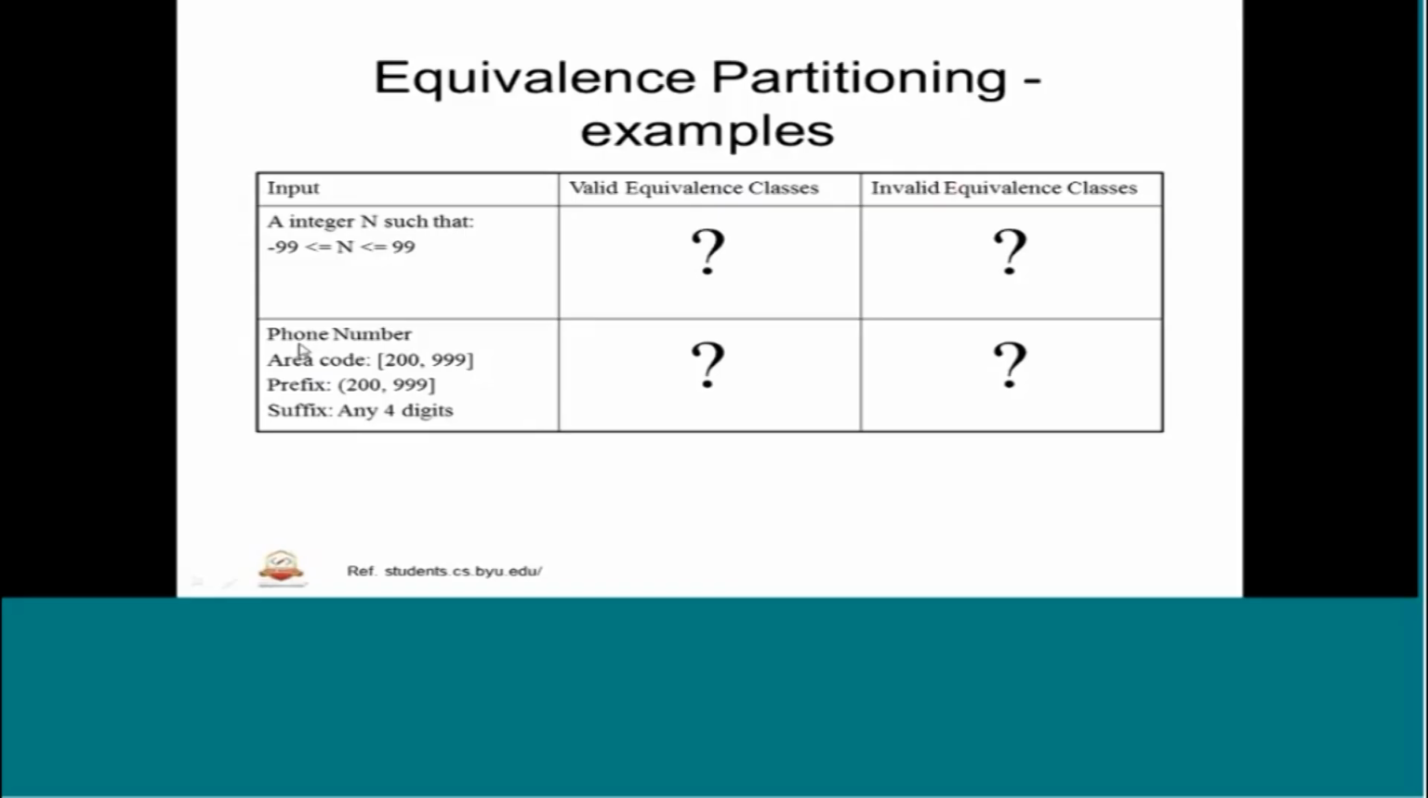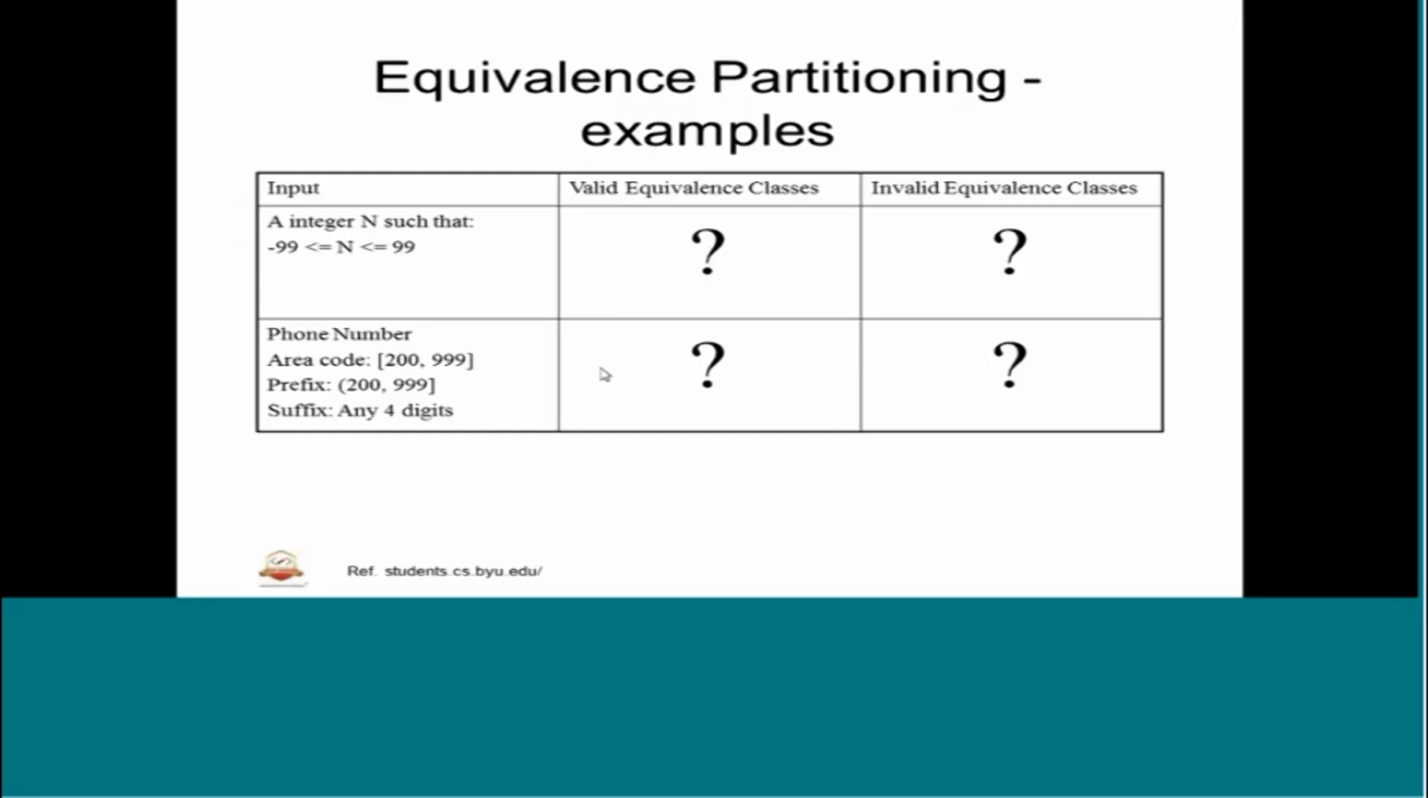Similarly, let's identify one more. This is a phone number. The phone number will have an area code which is 200 to 999, and there is a prefix of 200 to 999, and a suffix of any 4 digits can be there as a suffix. This is another set of test case inputs, and what are the valid equivalence classes for this, and what are the invalid equivalence classes for this? Any guess?